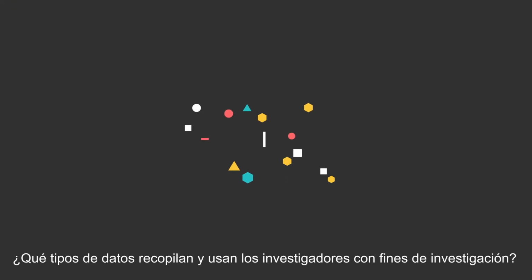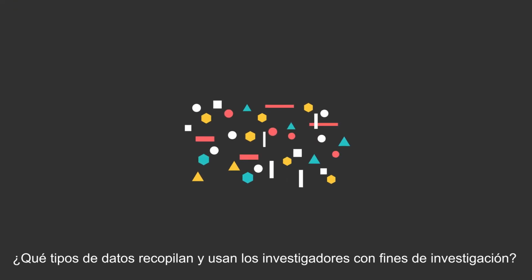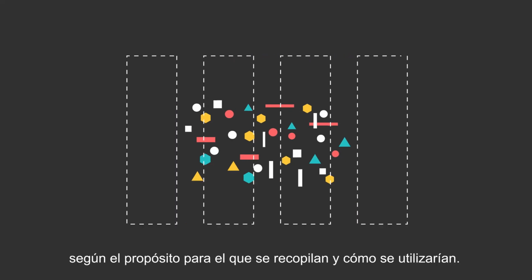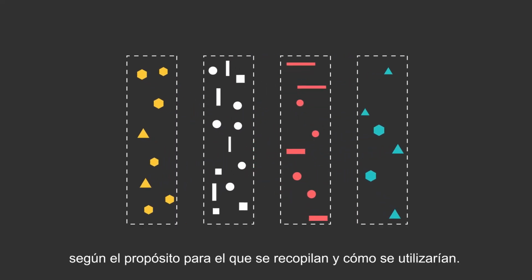What type of data do the researchers collect and use for research purposes? Data can be defined in several ways, depending on the purpose for which it is collected and how it would be used.